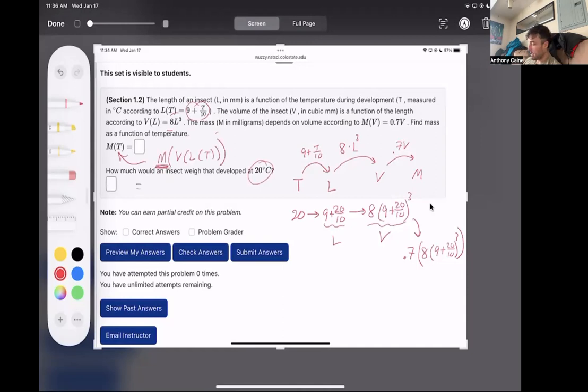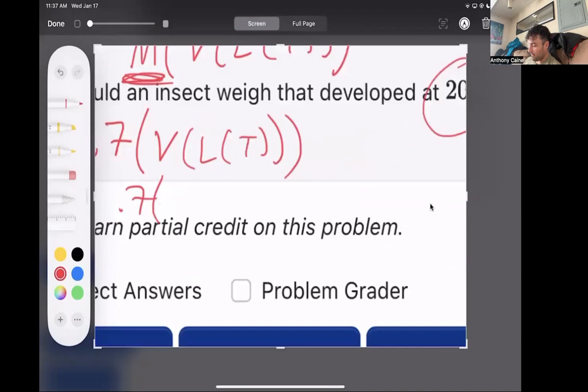So what does m do? m takes your input and multiplies it by 0.7. So this would be 0.7 times v, which is a function of L, which is a function of t. 1, 2, 3. Great. And so that's 0.7 times. What does v do? Well, v cubes L and then multiplies by 8. So v is 8 times L of t cubed. And what does L do? Well, 0.7 times 8 is 0.56.